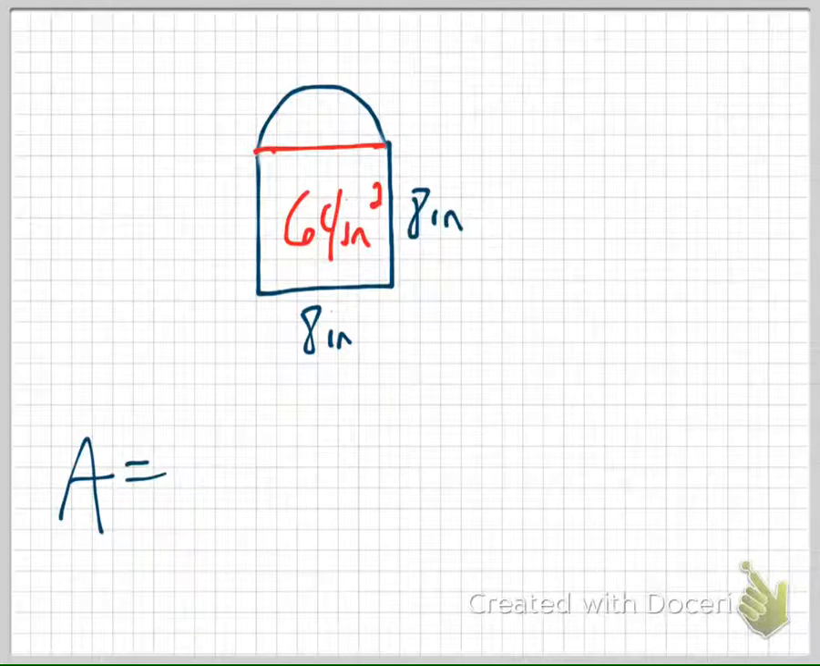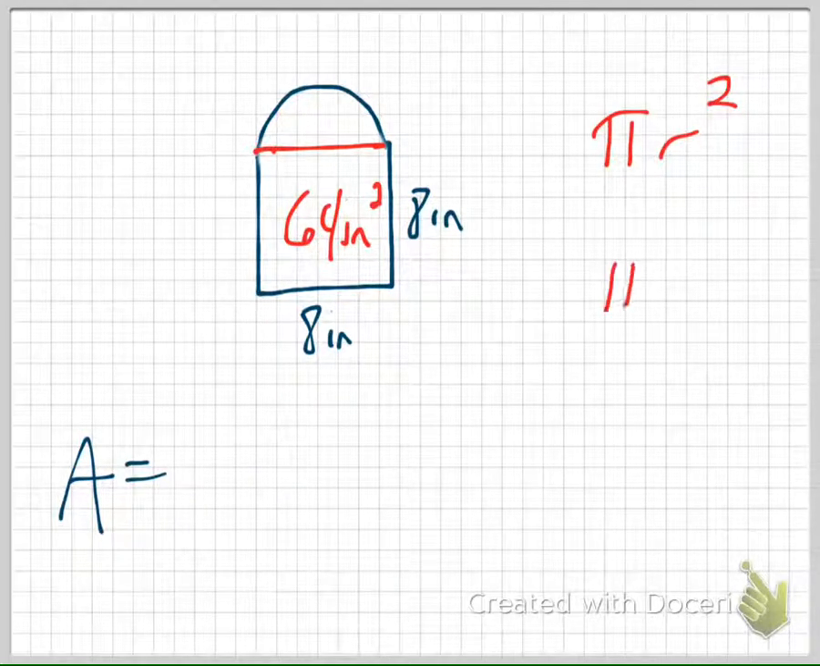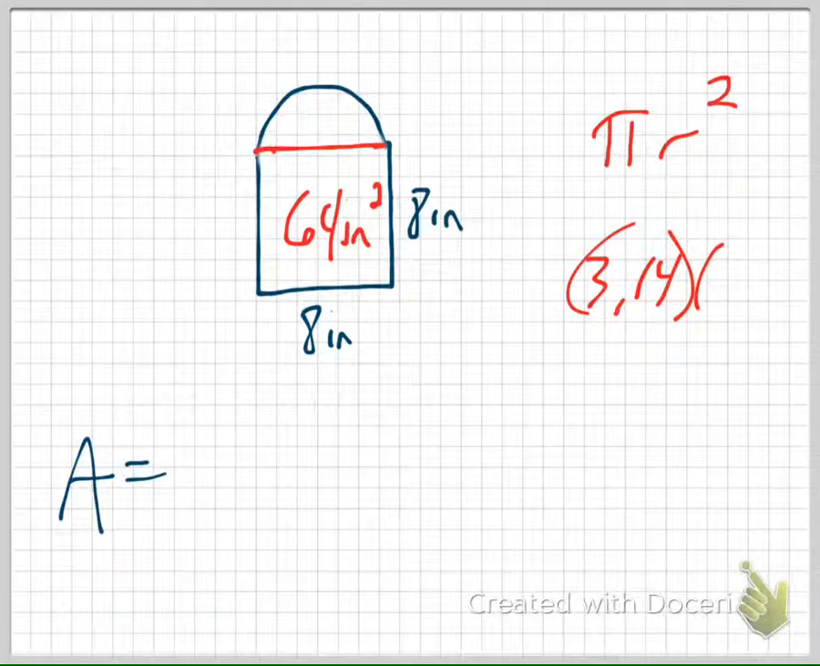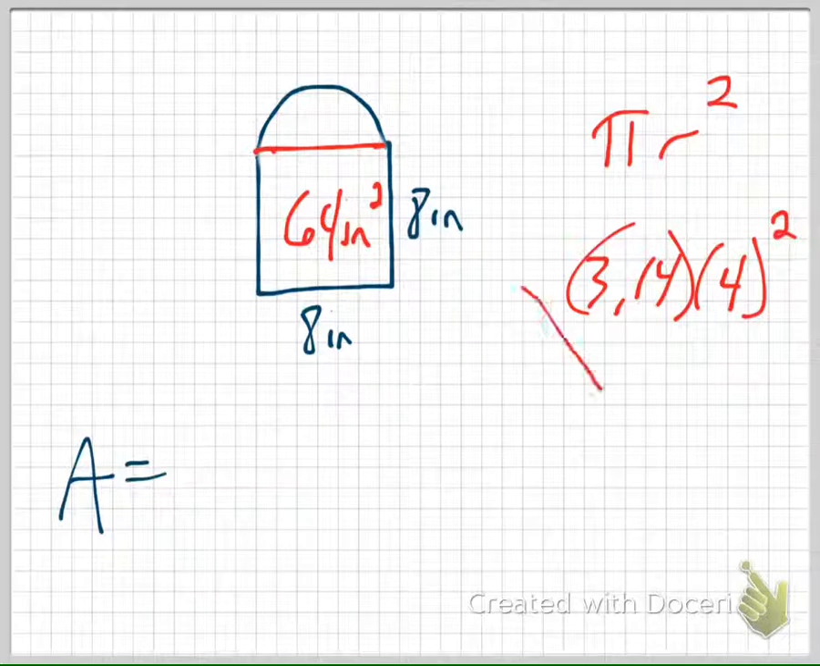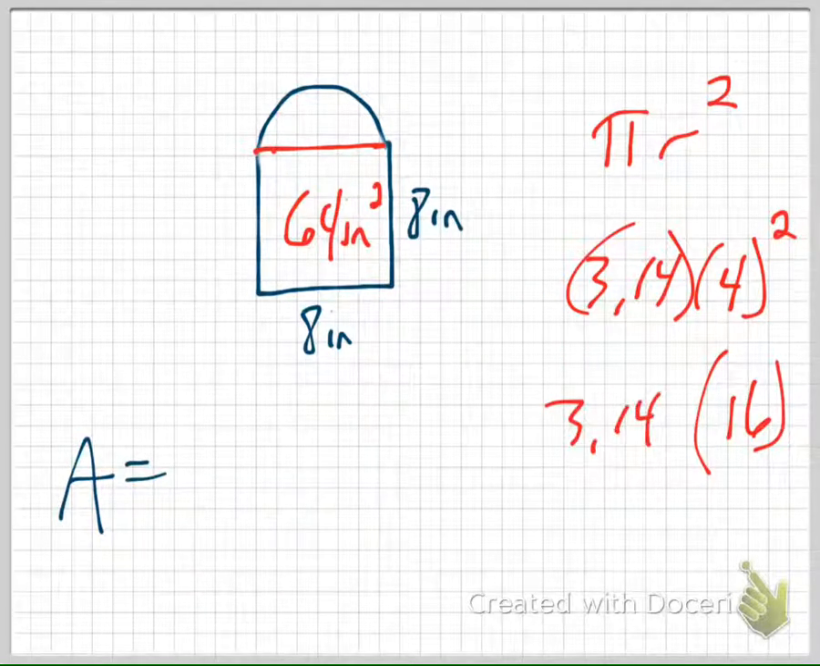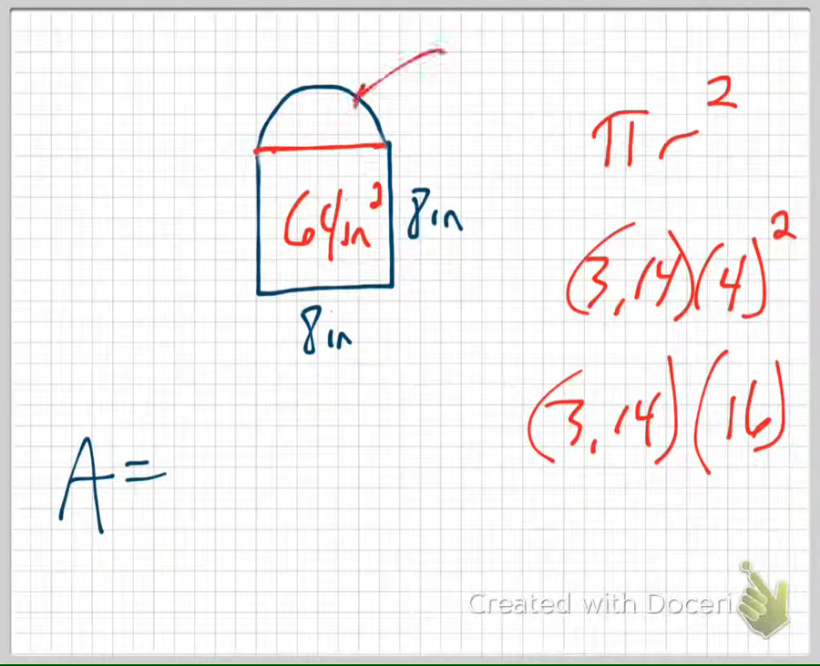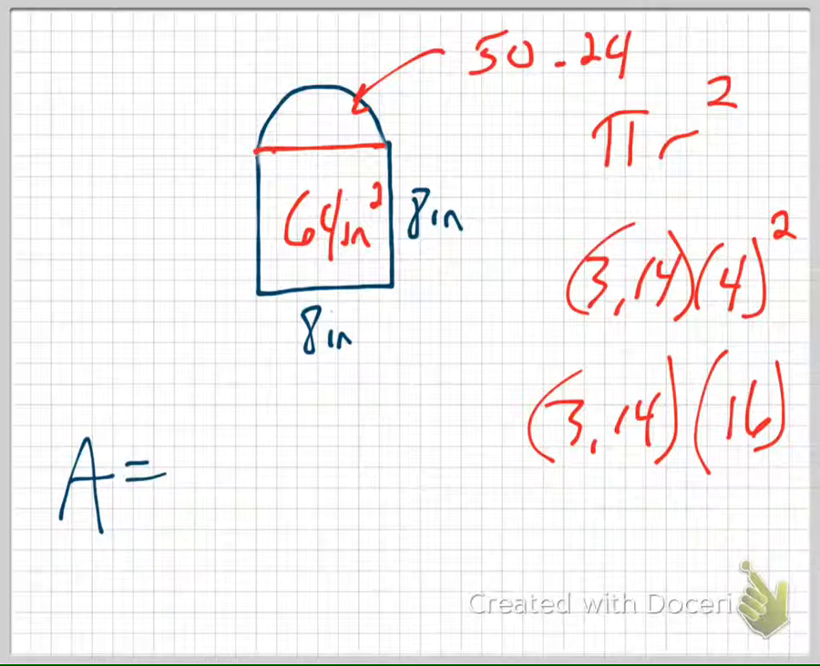Am I looking for the diameter to find the area of a circle? No, I don't want the diameter. I want the radius. Pi r squared. What is pi again? 3.14 times the radius, 4 squared. 4 squared is 16 times 3.14. What's 16 times 3.14? We already did this. So that's 50 point what? 50.24 square inches.